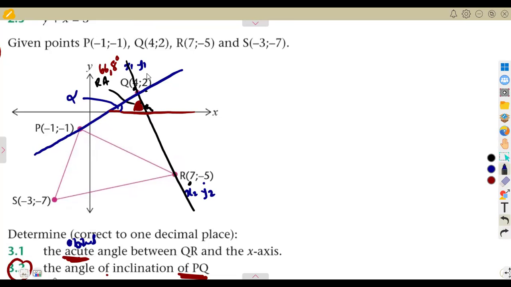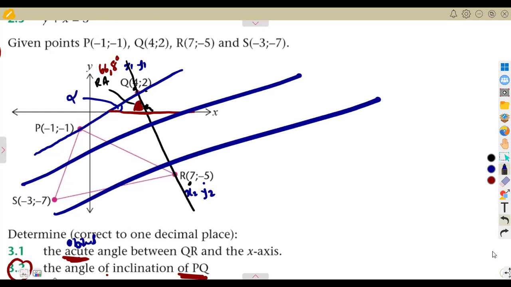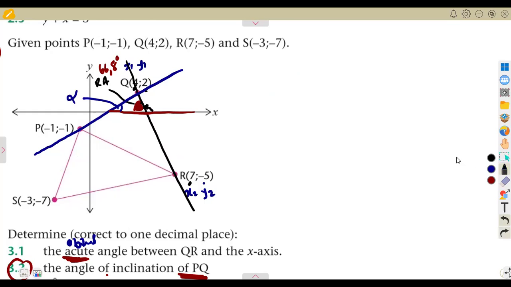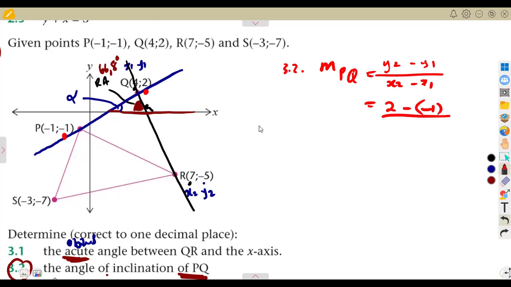So we need also the gradient of PQ in order for us to have this. And as you can take note of the slope, I said all lines of this nature have a positive gradient. So if we are to calculate this gradient, you're going to see it is going to be positive. So that's 3.2. Like I said, from our formula, y2 minus y1 over x2 minus x1, you consider, let's say, this as your y2, it's up to you, which is 2. So it's going to be 2 minus y1, which is minus 1, over x2, you take this as 4, minus the x value on the second point, which is minus 1.